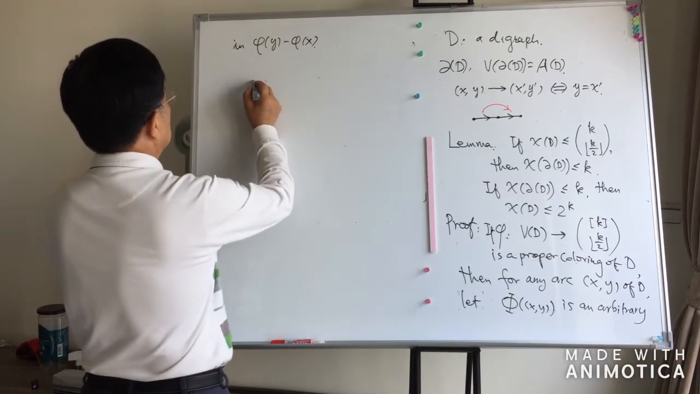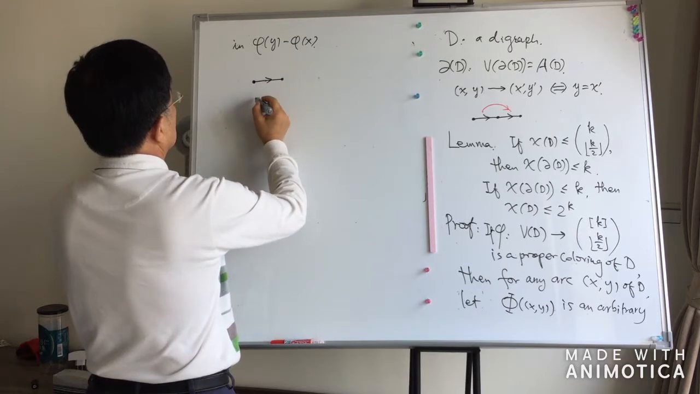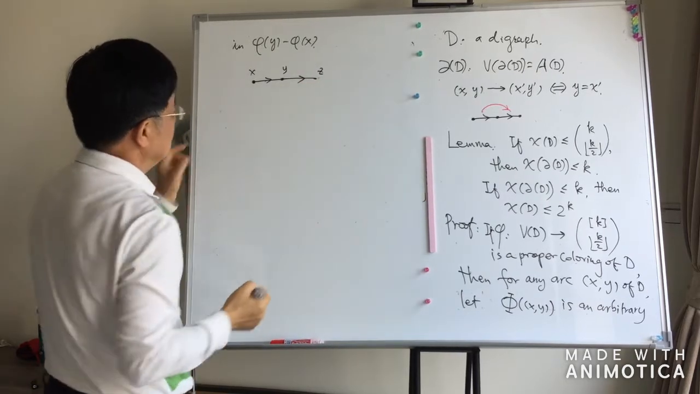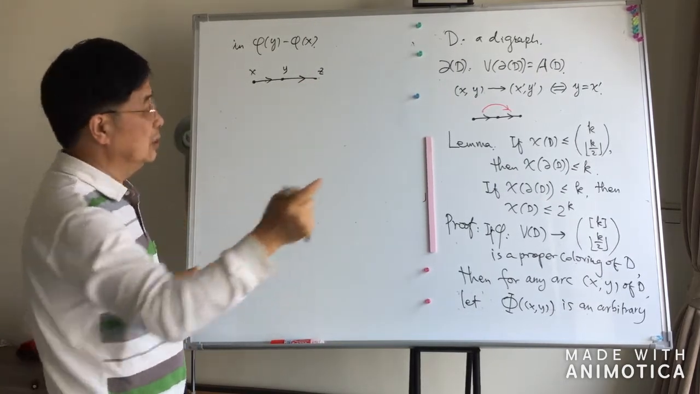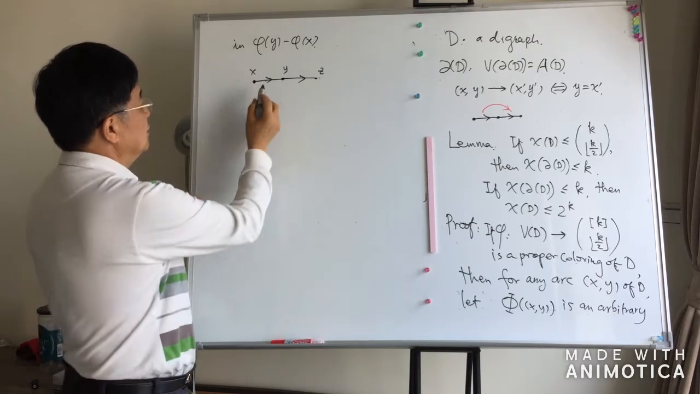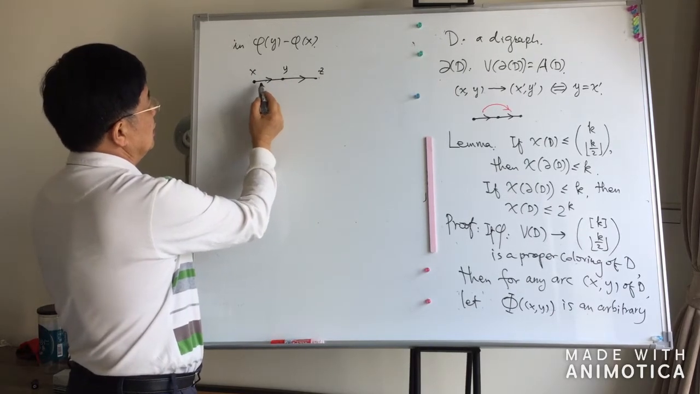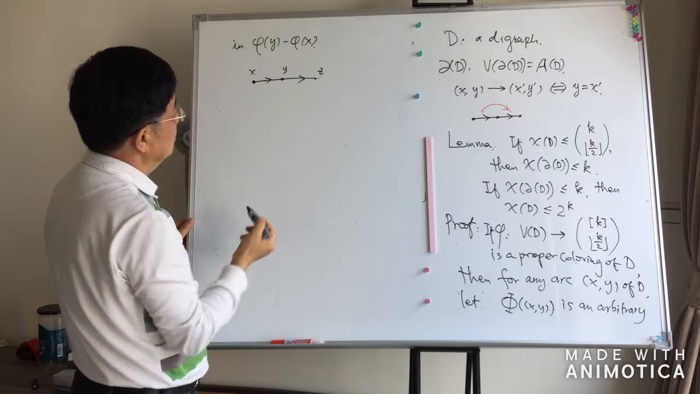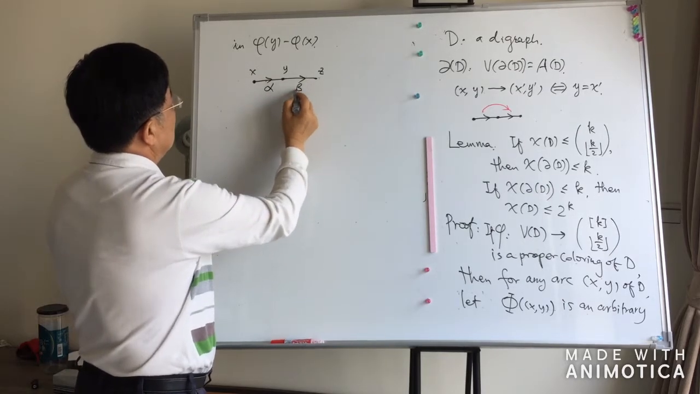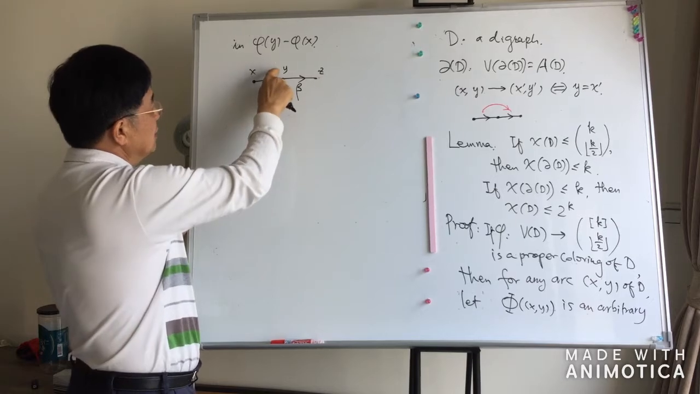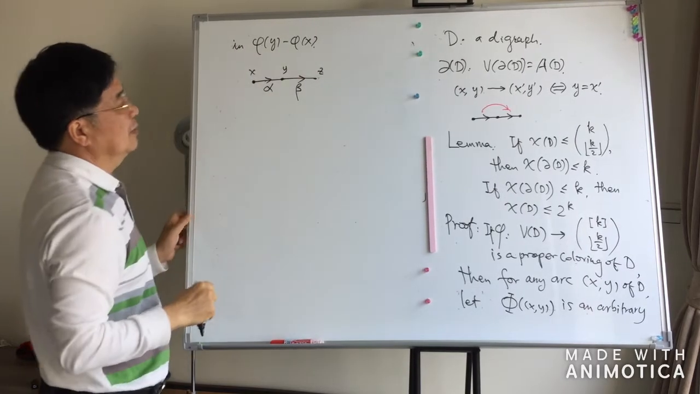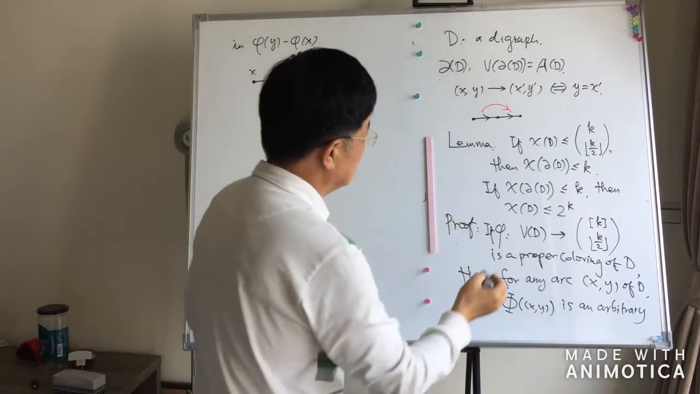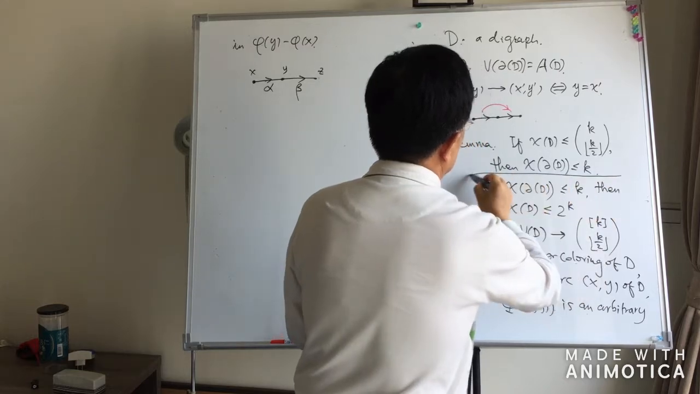Now say you have an arc from x to y, and this is y to z. These two arcs are adjacent in the line graph. But the color of this one is in phi y but not in phi x, and this one is in phi z but not in phi y. So they cannot be the same color, right? This is color alpha, and this is color beta. Beta is in phi y, alpha is not in phi y, so they cannot be the same color. So this is a proper coloring of this line graph. This proves this part.